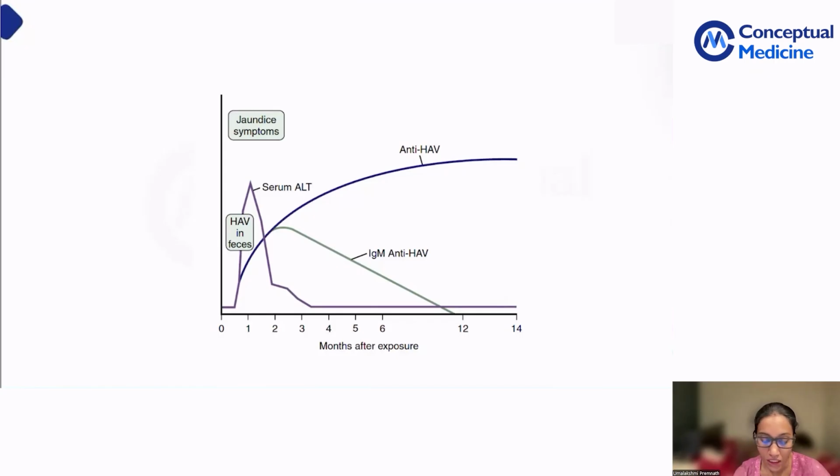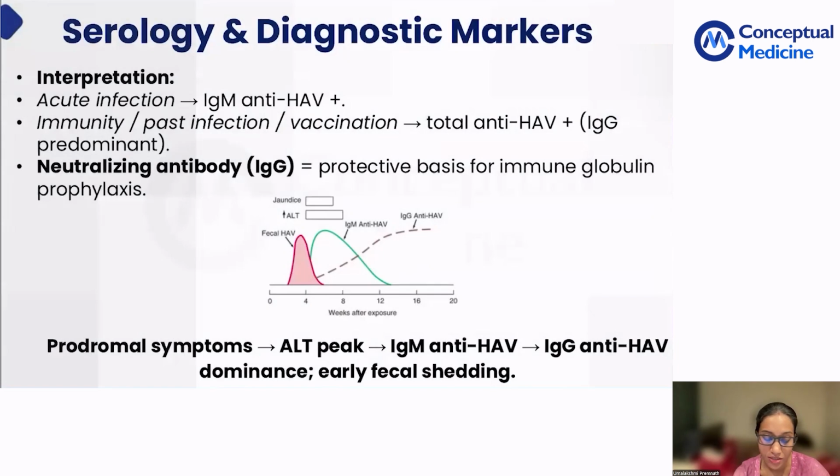So HAV is shed in the feces, liver, bile, serum, and stools. These are the most infective HAV carriers. Jaundice develops usually just after that, with serum ALT. Then your ALT gradually normalizes, your IgM anti-HAV becomes positive, and IgG stays for life. Serology: acute infection, IgM is positive. Past infection, IgG. Neutralizing antibody is usually protective.